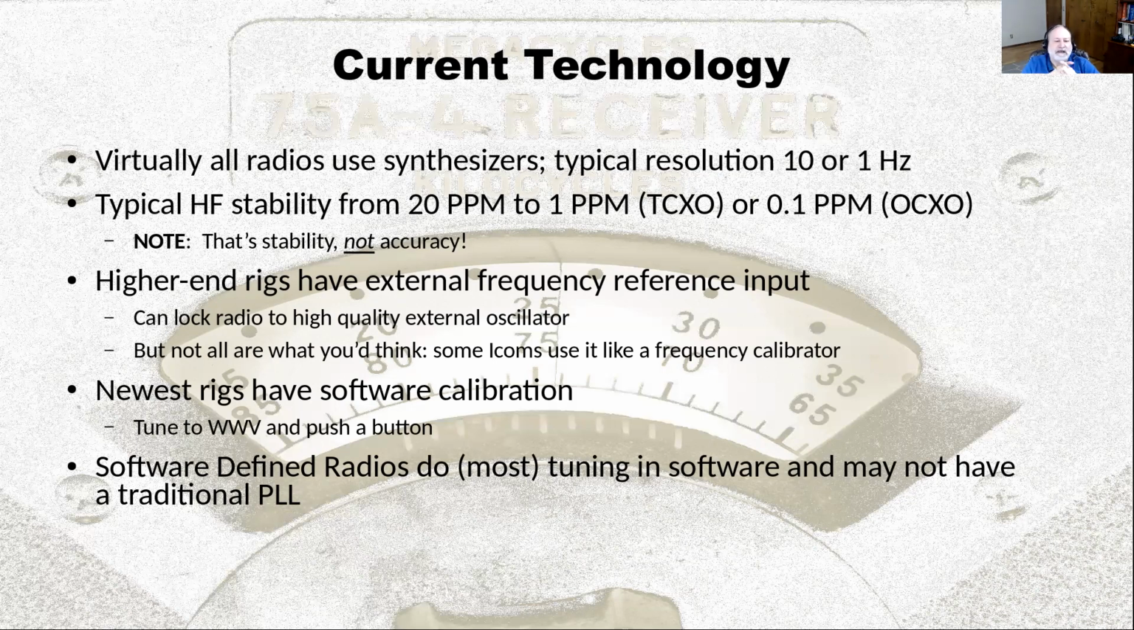Be careful though, not all are what you'd think when you look at these external reference inputs. Some of the ICOM rigs use that input like a frequency calibrator. You put a signal in and then push a button in the radio and the radio calibrates itself against the frequency, but it's not locked to it. The radio continues to free run. So the frequency might not be where you think it is an hour later. Some of the newest rigs have software calibration where you can tune in WWV and push the button and the rig will align itself against WWV frequency, which is really cool.